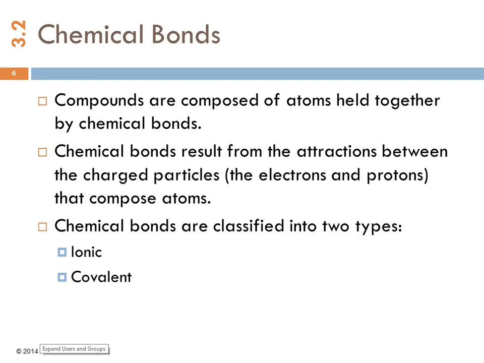So a compound is atoms that are joined together. They're not put together with superglue. Well, if you want to think of it that way, you can. They're held together by chemical bonds. And we'll talk more about chemical bonds later, but there are attractions between charged particles, the electrons and the protons in the atoms. The attractions between protons and electrons in adjacent atoms cause the chemical bonds. And there's two basic types, ionic and covalent.